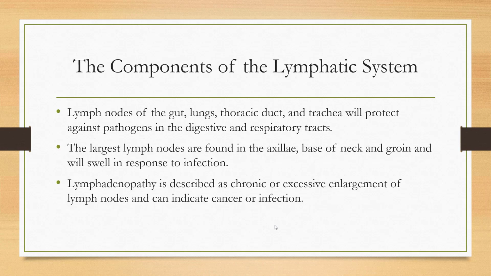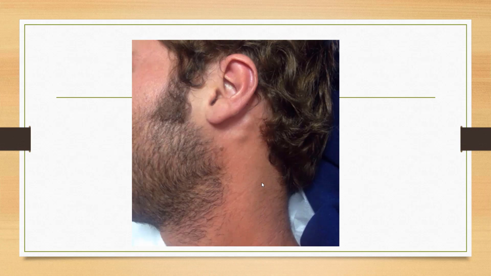Lymph nodes of the gut, lungs, thoracic duct, and trachea will protect against pathogens in the digestive and respiratory tracts. The largest lymph nodes are found in the axillae, the base of the neck, and the groin, and will swell in response to infection. Lymphadenopathy is described as chronic or excessive enlargement of the lymph nodes and can indicate cancer or infection. So here you can see the lymph nodes really clearly behind the ear.